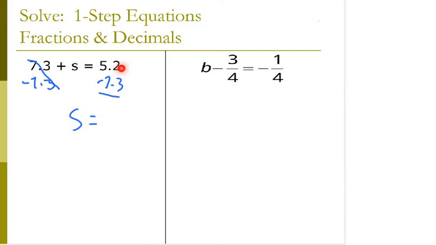If I have $5.20 and I'm supposed to pay $7.30, I don't have enough, so I'm going to end up in debt. So it's a negative answer, and I need to subtract to find out exactly how much negative it's going to be. So in this case, it would be negative $2.10, or negative 2.1. So what I know on the right side would work as well.